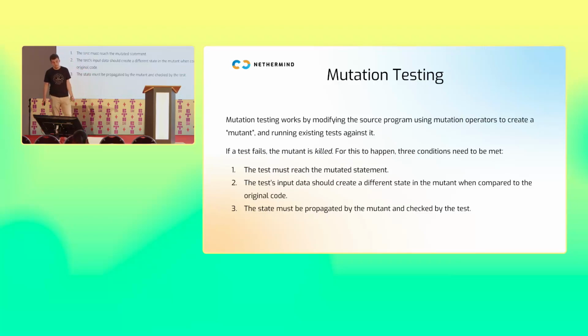The test's input data should create a different state in the mutant when compared to the original code, right? It doesn't matter if we reach it if our test is just using the default data like null, 0, for example, and maybe the mutation doesn't cause any change in that case, right? And third, the state must be propagated by the mutant and then checked by the test. If our test is not checking the result, then it might not make sense.